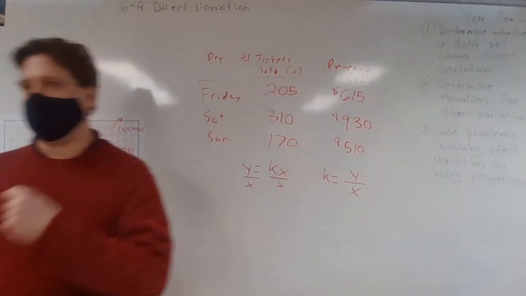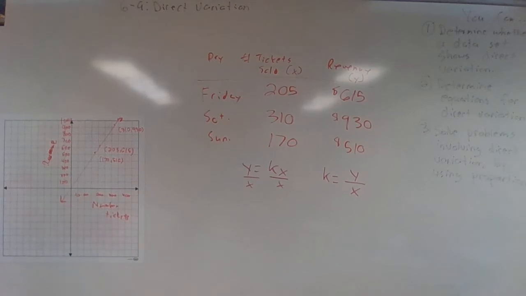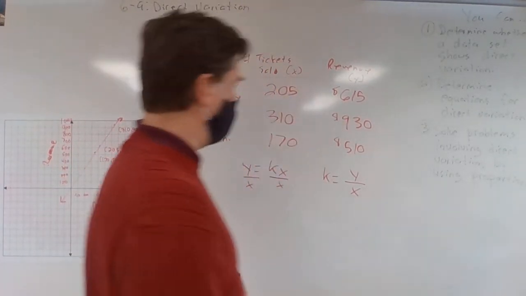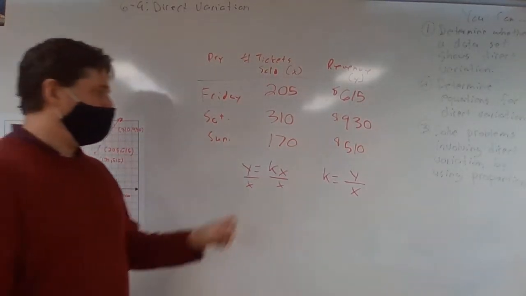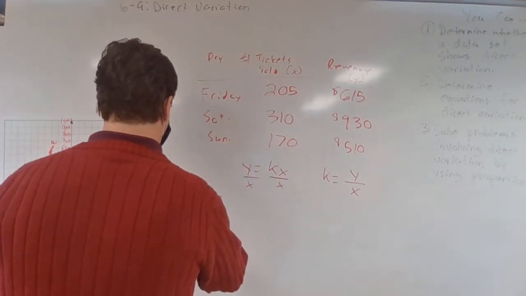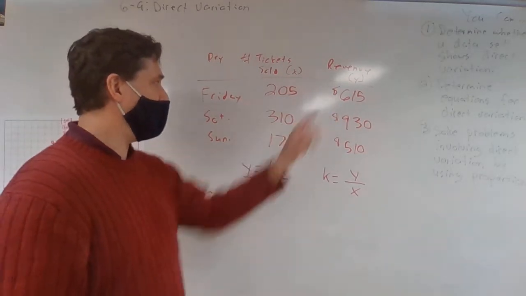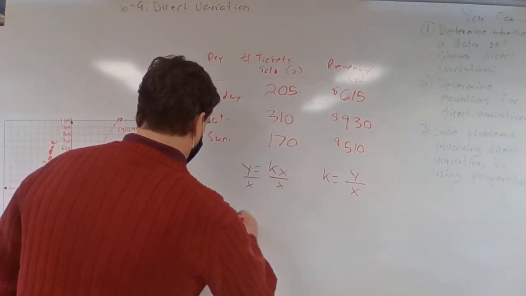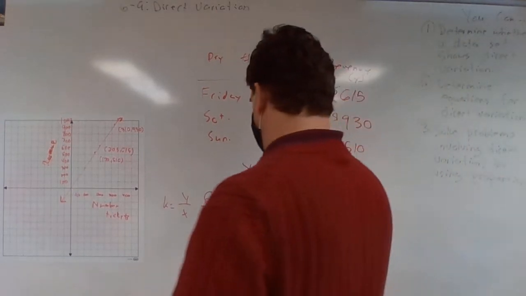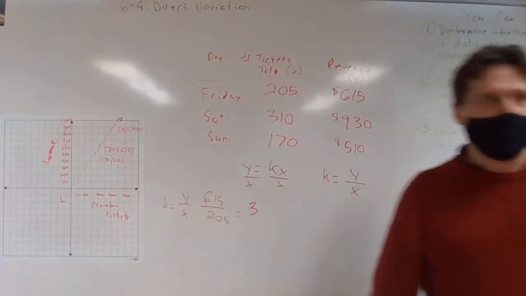But the test for direct variation, and to determine whether the data set meets the criteria, is I go up here, and I can start with my first coordinate. So here it is, 205 and 615. So I plug those numbers in. There's my y coordinate, 615. Y over x, k equals y over x. So 615 over 205. And I can take out my calculator. Maybe you know it off the top of your head, and that's great. But if I punch it in, I get 615 over 205 equals 3.